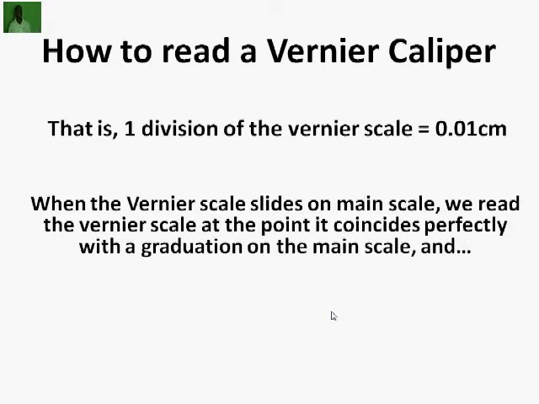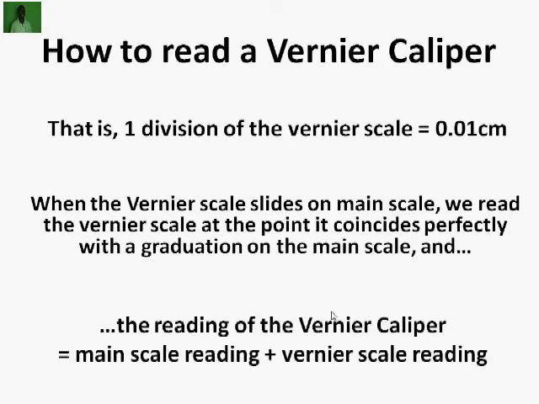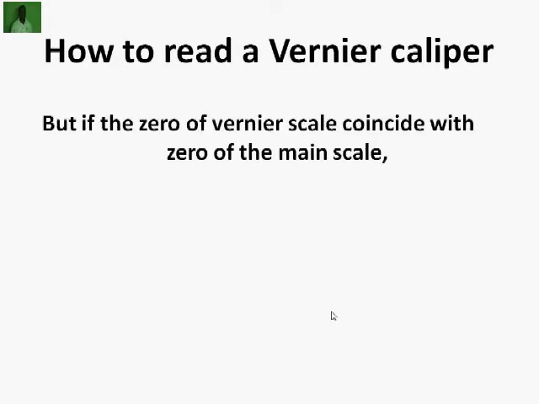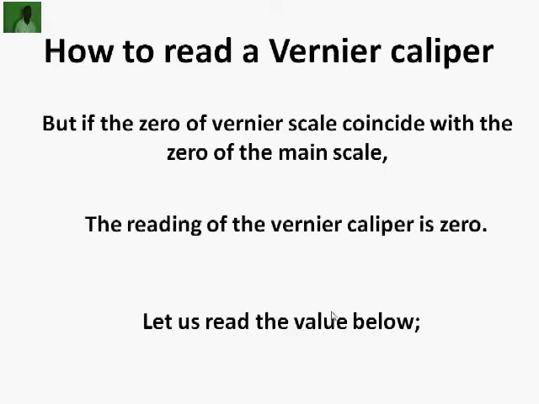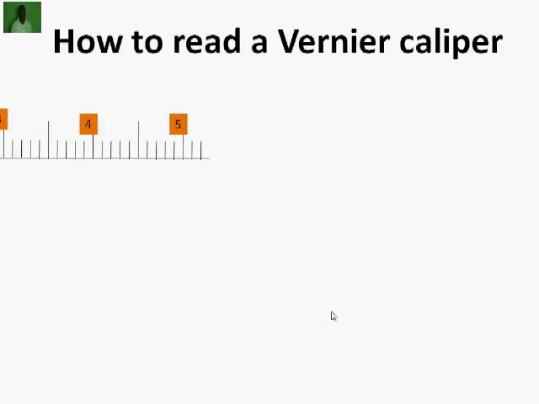When the vernier scale slides on the main scale, we read the vernier scale at the point where it coincides perfectly with a graduation on the main scale, and the reading of the vernier caliper is the reading of the main scale plus that of the vernier scale. But if the zero of the vernier scale coincides with the zero of the main scale, the reading of the vernier caliper is 0. Let's take a reading below.